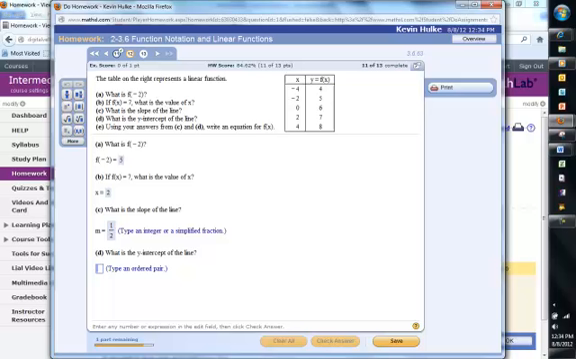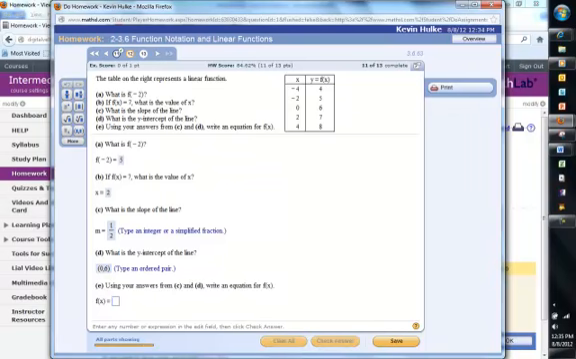What is the y-intercept? Well, so when x is 0, y is 6. Oh, type an ordered pair. So it's x is 0, y is 6. It wanted it as an ordered pair.